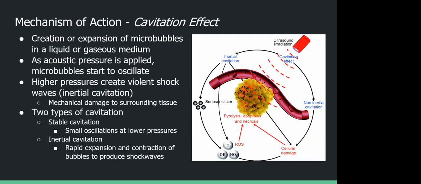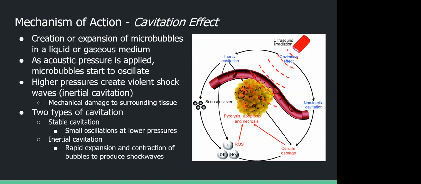So, the cavitation effect. Cavitation is the creation or expansion of microbubbles in a liquid or gaseous medium. As acoustic pressure is applied, microbubbles start to oscillate. Higher acoustic pressures result in violent shock waves because these microbubbles start to collapse and expand very rapidly, and this can cause mechanical damage to surrounding tissue. This is a phenomenon called inertial cavitation.